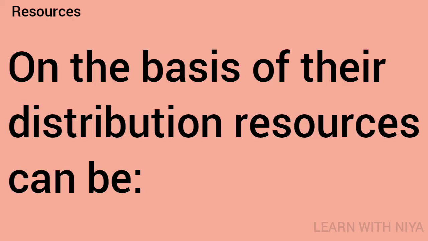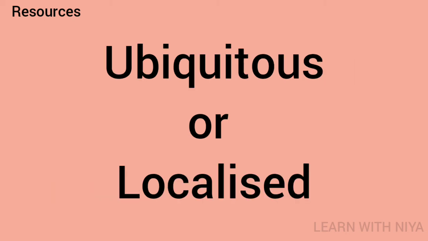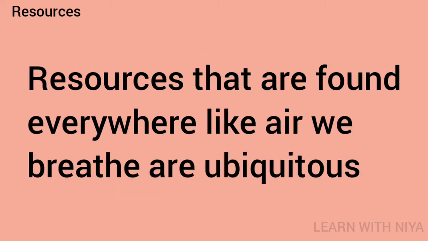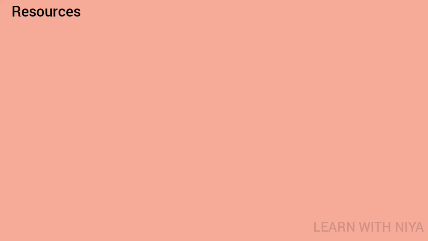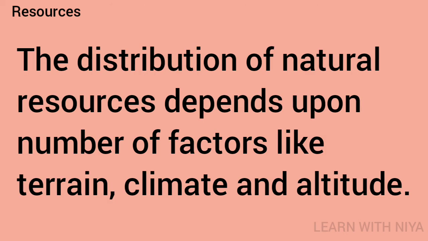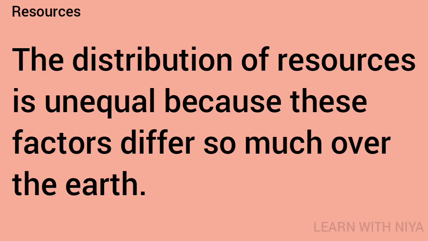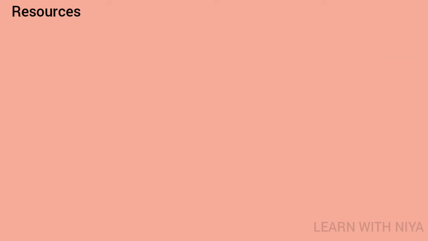On the basis of their distribution, resources can be ubiquitous or localized. Resources that are found everywhere, like the air we breathe, are ubiquitous. But those which are found only in certain places are localized, like copper and iron ore. The distribution of natural resources depends upon a number of physical factors like terrain, climate, and altitude. The distribution of resources is unequal because these factors differ so much over the earth.